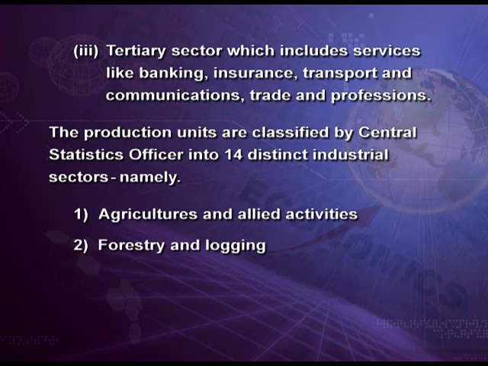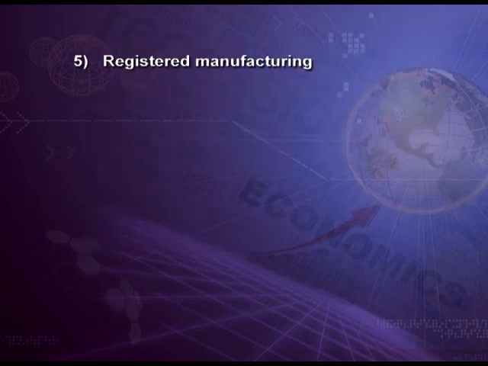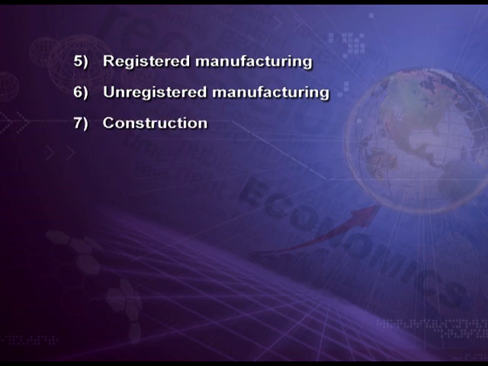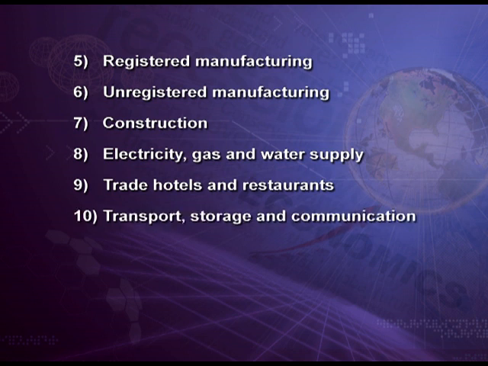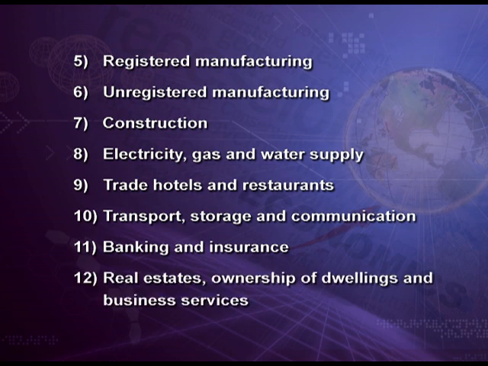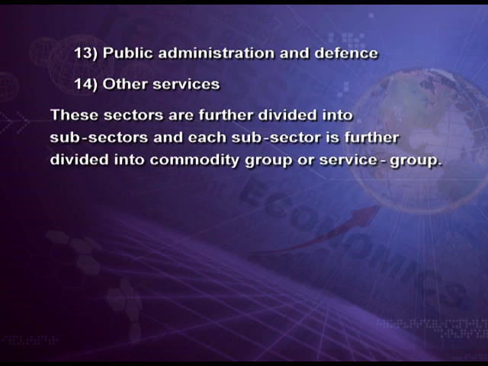That is, Central Statistics Officer has classified all the industrial sectors into 14 different categories, and these categories are: first, agriculture and allied activities; second, forestry and logging; third, fishing; fourth, mining and quarrying; fifth, registered manufacturing; sixth, unregistered manufacturing; seventh, construction; eighth, electricity, gas and water supply; ninth, trade, hotels and restaurants; 10th, transport, storage and communication; 11th, banking and insurance; 12th, real estate, ownership of dwellings and business services; 13th, public administration and defense; and 14th is other service category.